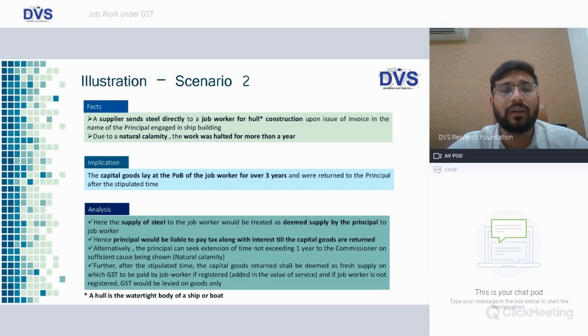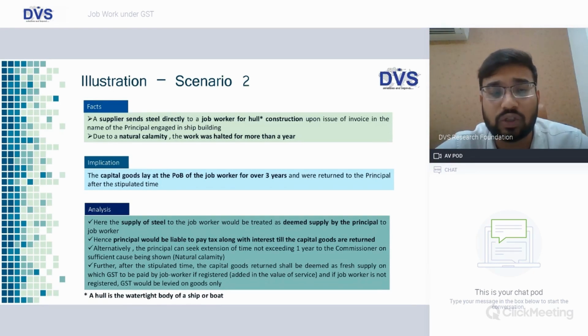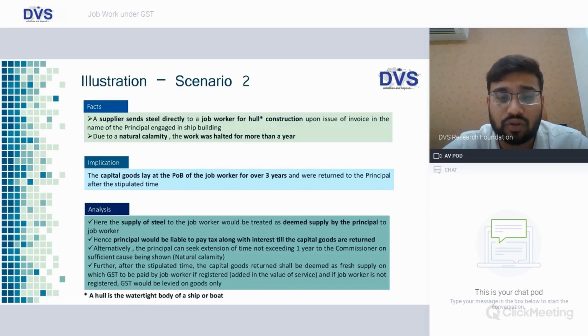Scenario 2, a supplier sends steel directly to a job worker for hull construction. Hull is the watertight body of a ship or a boat. Upon issue of invoice in the name of the principal engaged in shipbuilding, due to a natural calamity, the work was halted for more than a year. The capital goods lying at the place of business of the job worker for over 3 years were returned to the principal after the stipulated time.